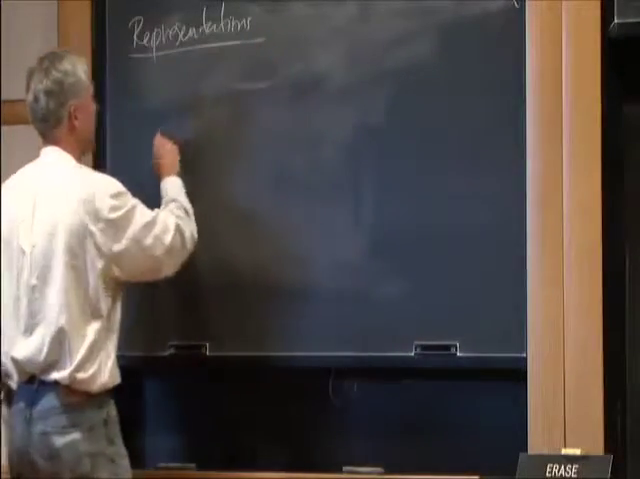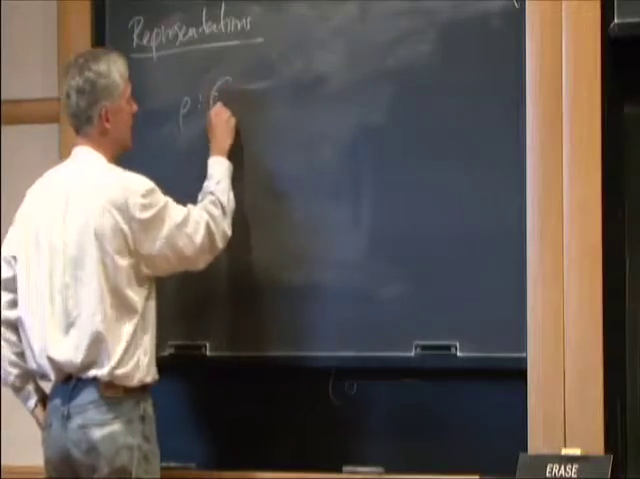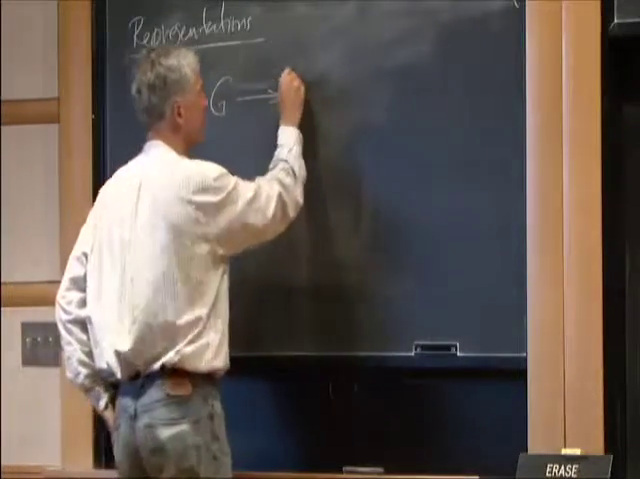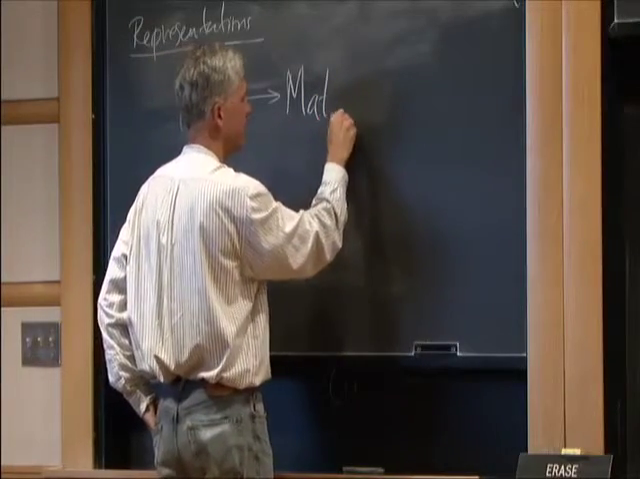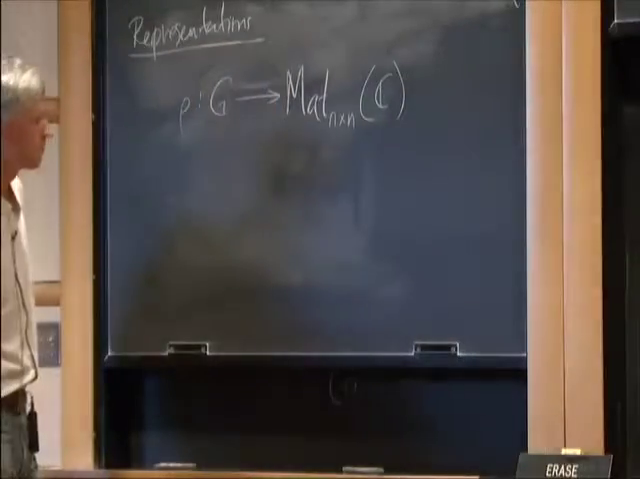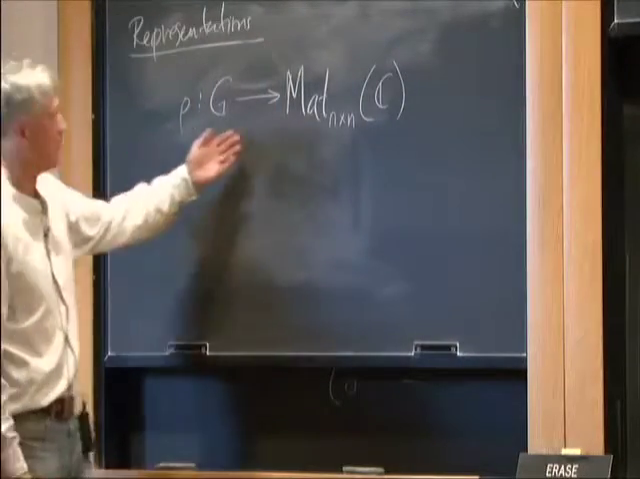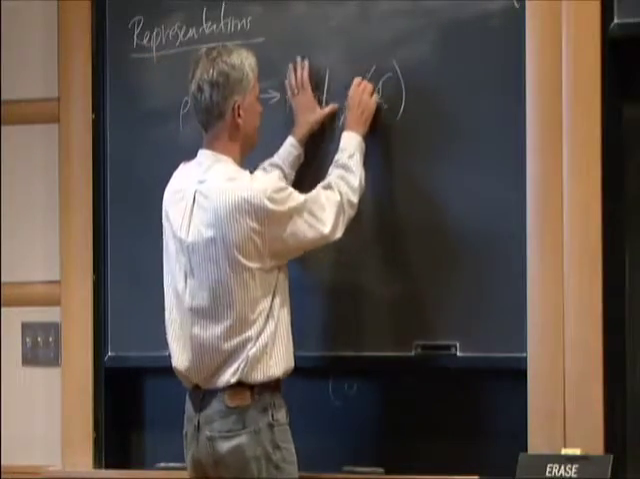So what's a representation? A representation of a group is also a homomorphism. It's a homomorphism of the group G into the collection of n by n matrices over C. And I have to be clear what I'm talking about here. Oh, I'm sorry. Let's call them D by D. Thanks.